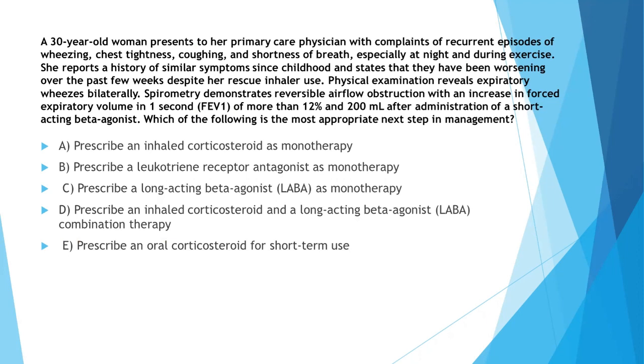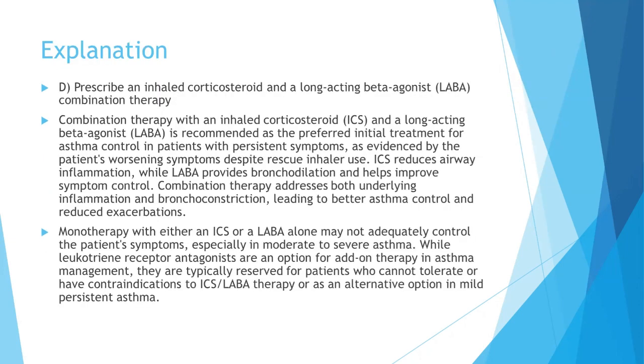Which of the following is the most appropriate next step in management? Prescribe an inhaled corticosteroid as monotherapy. Prescribe a leukotriene receptor antagonist as monotherapy. Prescribe a long-acting beta agonist as monotherapy. Prescribe an inhaled corticosteroid and a long-acting beta agonist as combination therapy, or prescribe an oral corticosteroid for short-term use. So prescribe an inhaled corticosteroid and a LABA combination therapy.